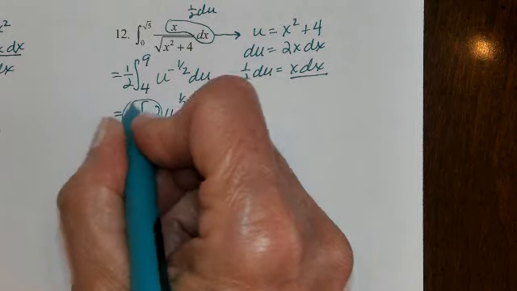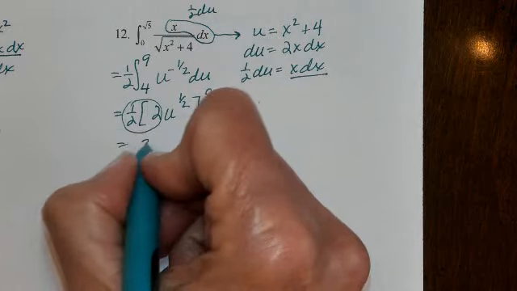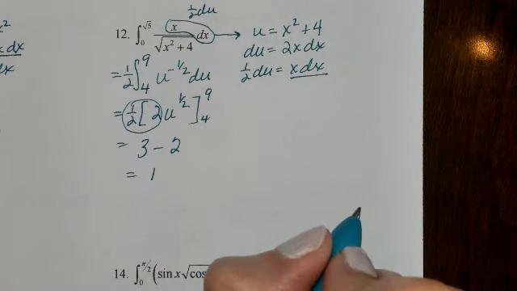Well, 1/2 times 2 is just 1. And remember, this is just a square root. So square root of 9 minus square root of 4 is just 1.